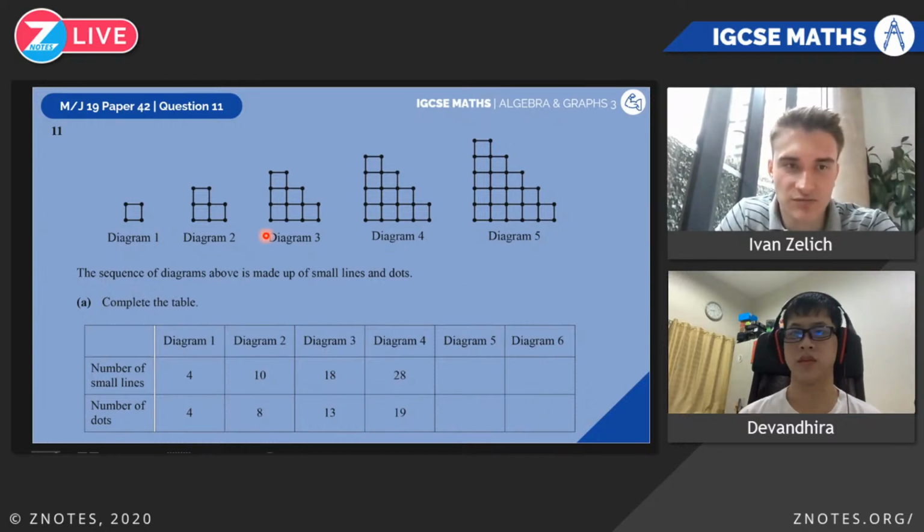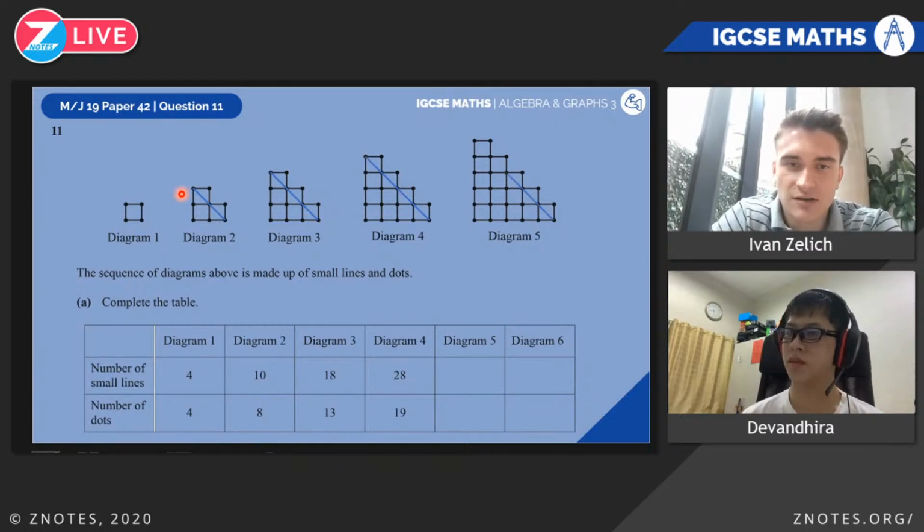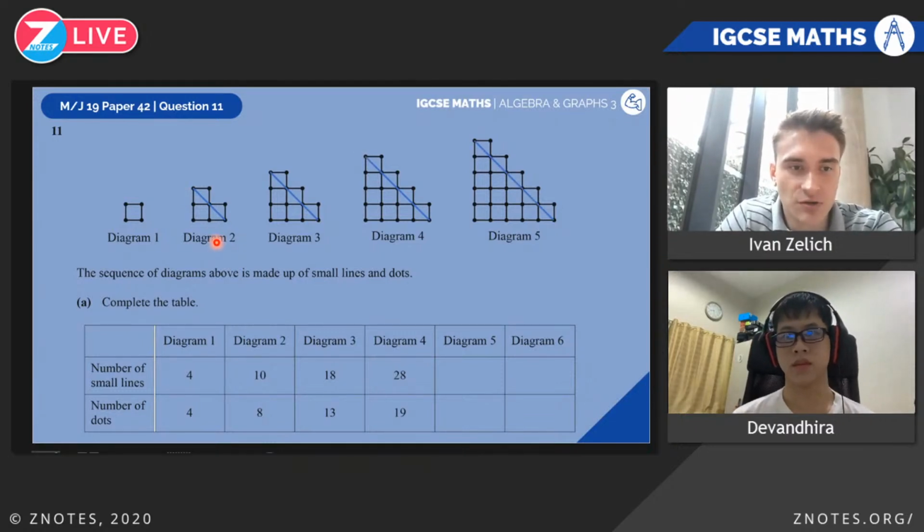So of course, when we look from diagram 1 to 2, we're adding these little bits here on the sides. So one thing I did was I started drawing lines like that, to figure out what I'm adding. And this made it a bit easier because when you're looking at small lines, so we have to complete this table. We could obviously count for diagram 5, but what we're interested in is to figure out how we calculate diagram 6. So we have to find a general way of what we're adding each time. And so what we notice is that we're adding 2 sets of these small lines, and then plus an extra one of these small lines there.